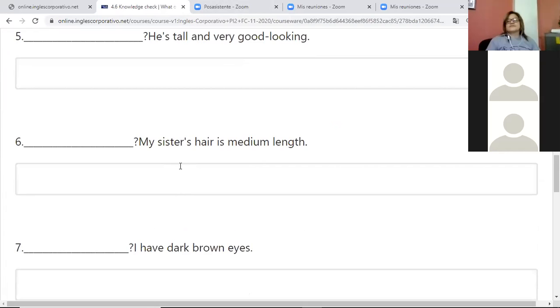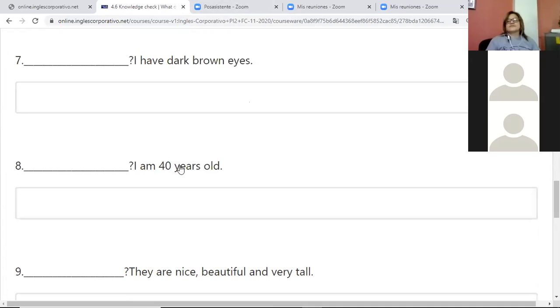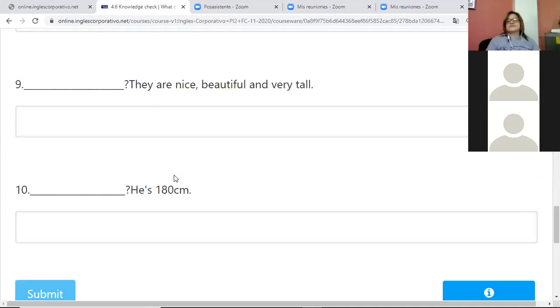My sister here, ya se borraron. Bueno, pero hagamos una cosa, si tiene problemas, pues me escribe en el WhatsApp. Oiga, ahí estamos, okay, estamos a la orden.